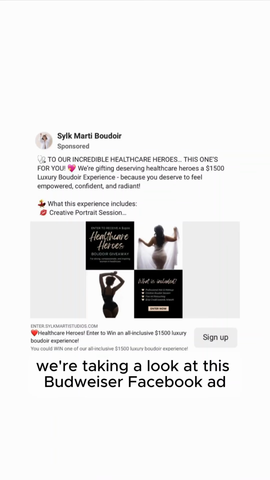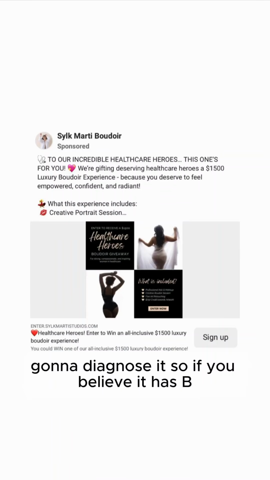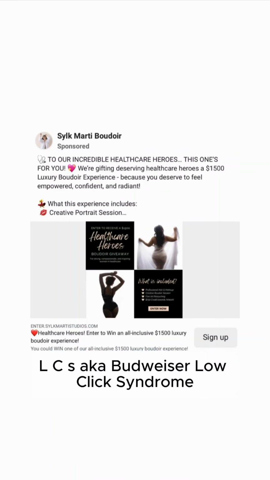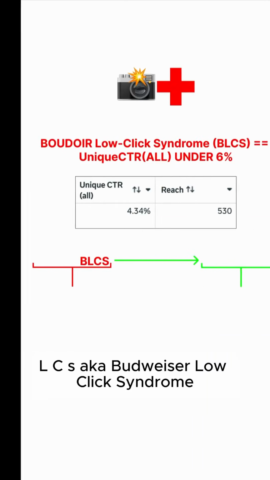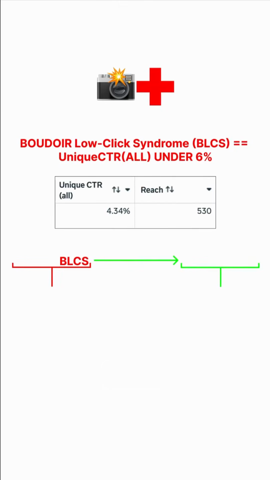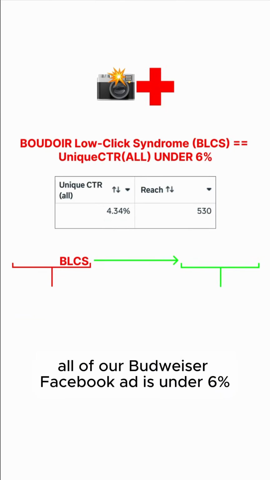All right, y'all, we're taking a look at this Boudoir Facebook ad. We're going to diagnose it if we believe it has BLCS, aka Boudoir low click syndrome. BLCS, also called Boudoir low click syndrome, is when the unique CTR all of our Boudoir Facebook ad is under 6%.